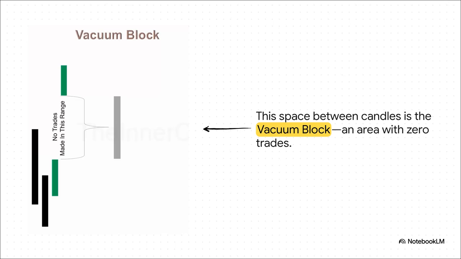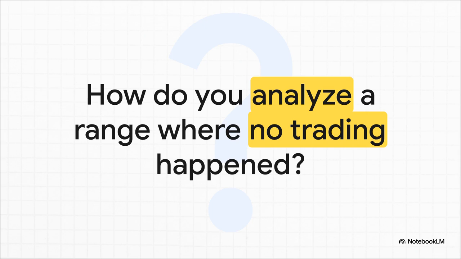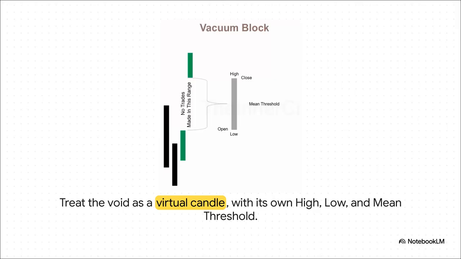But, and this is the cool part, this void has a hidden structure, and that's what we're going to break down next. So, the big question is, how do we analyze something that, well, isn't there? This is where the ICT framework is so brilliant. It gives us a systematic way to look at this empty space and anticipate what price is very likely to do next. It feels like a trick question, doesn't it? How can you possibly find clues in a range where no trading happened at all? The secret is to stop seeing it as just empty space and start seeing it as a very unique, analyzable price range.